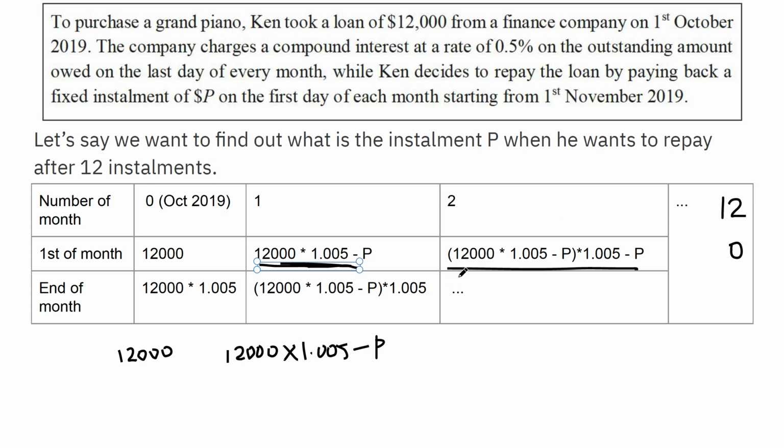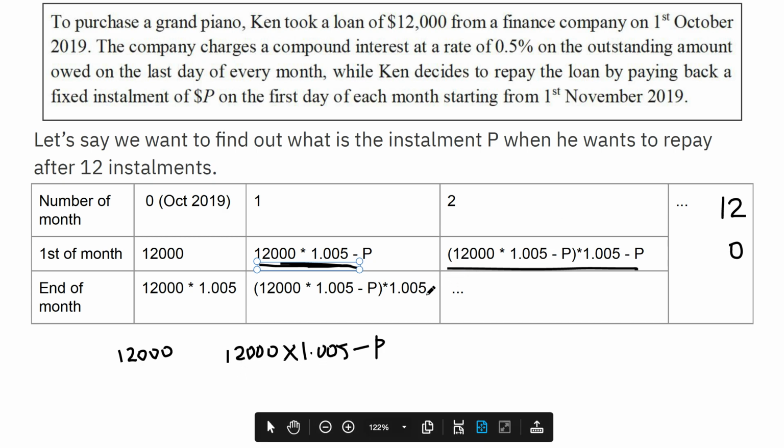So what we can do is try to expand this out. We start by multiplying by 1.005. We multiply this whole thing by 1.005, and we get 12,000 times 1.005 squared minus, we have to multiply this by 1.005 too, so minus 1.005 P. And then we want to subtract another P again. Now this is at the start of the second month.